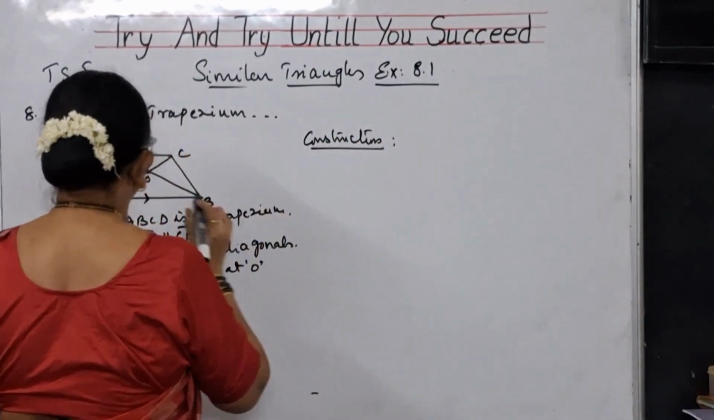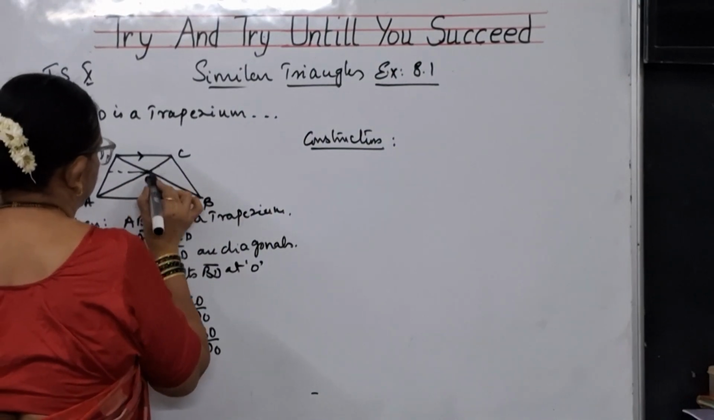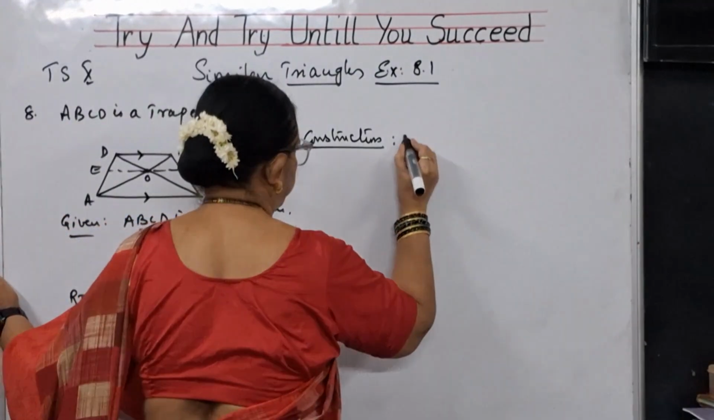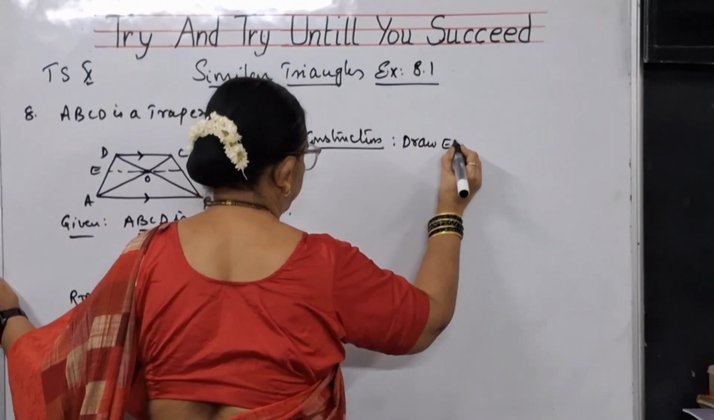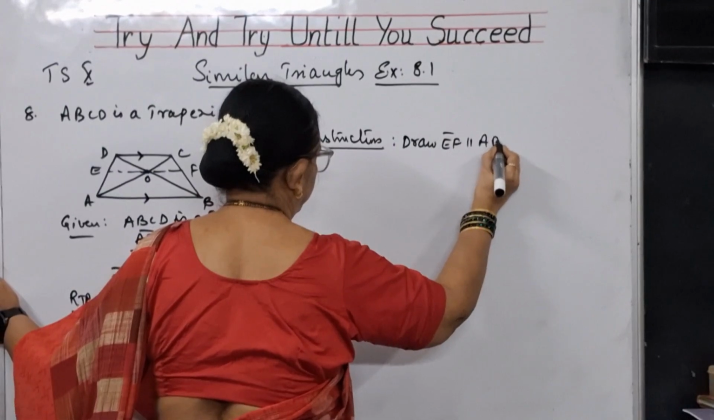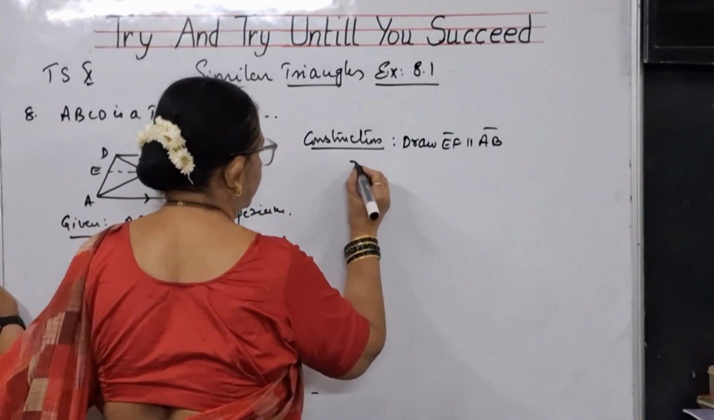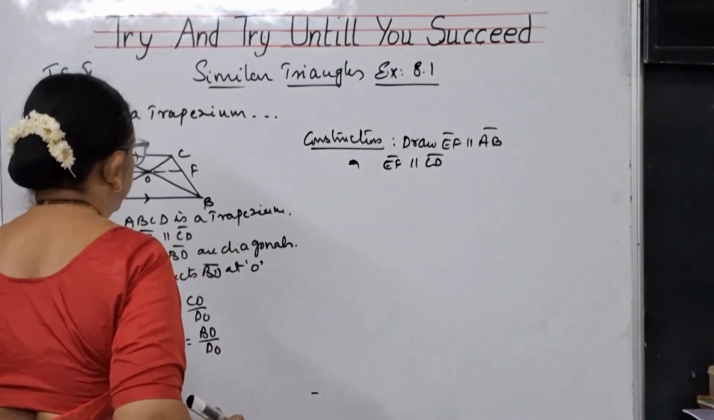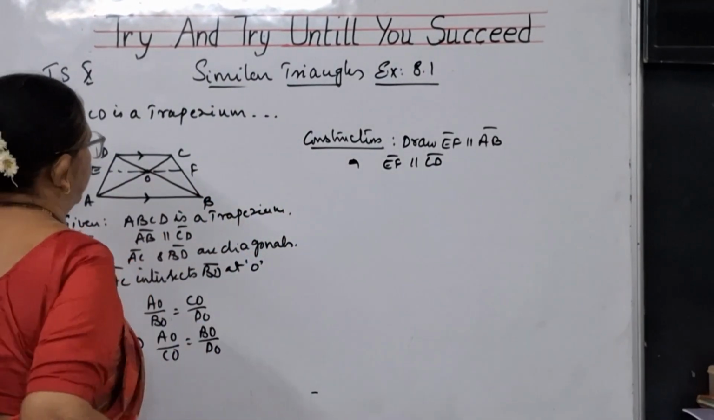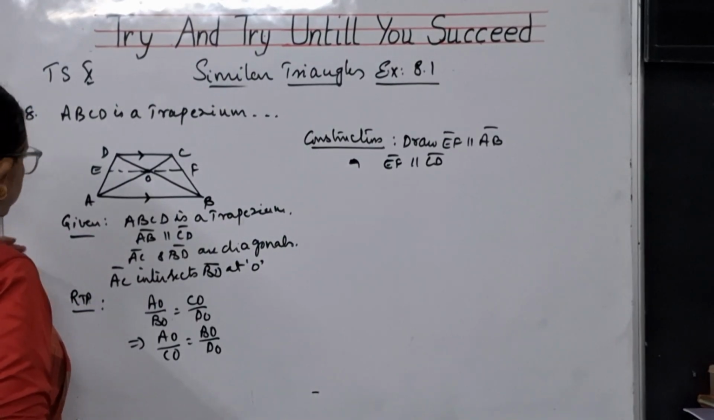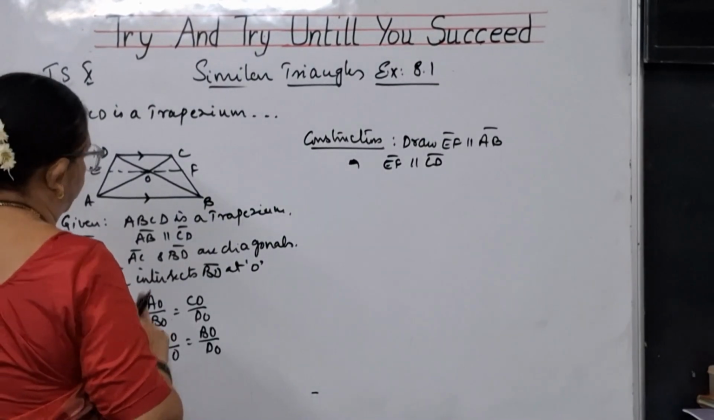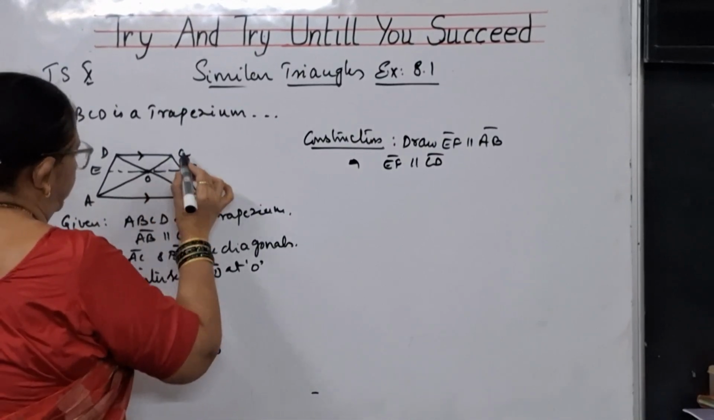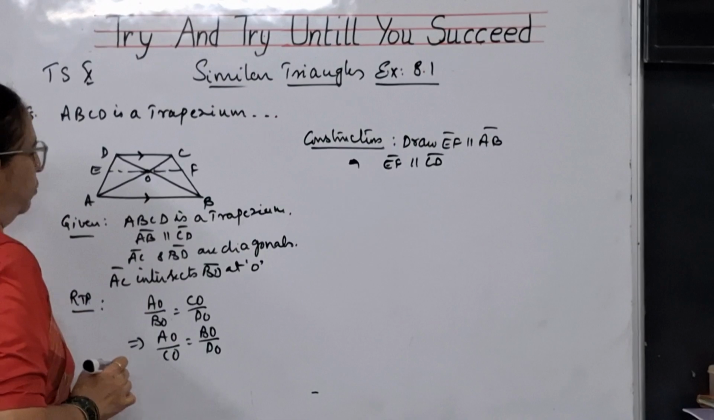What is the construction for it? You have to draw a line EF parallel to AB. Then what does this imply? EF is also parallel to CD, because when EF is parallel to AB, then it will be parallel to CD. So let me see. I need to prove AO by CO is equal to BO by DO.